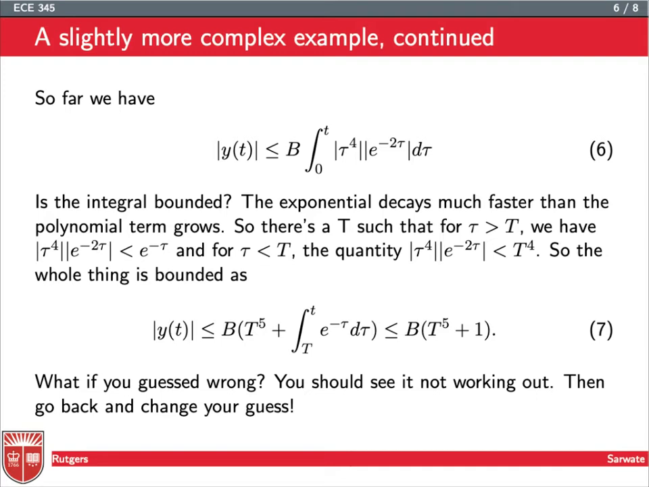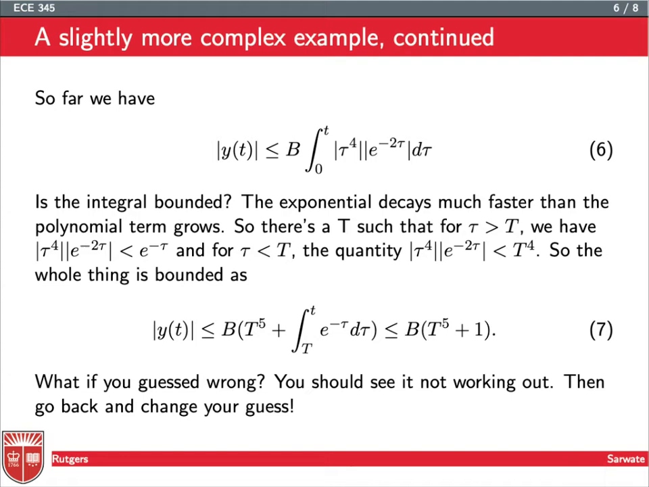In particular, we can say that there's a time capital T such that for t greater than capital T, this whole term is actually less than e to the minus tau, which decays a little slower than e to the minus 2 tau, so we're being a little sloppy in the bound here. But basically we're saying eventually e to the minus 2 tau kills the tau to the fourth. And so for t less than capital T, this quantity, e to the minus 2 tau, is always less than 1.